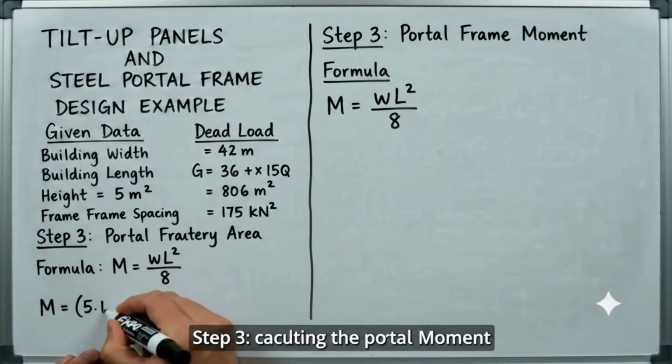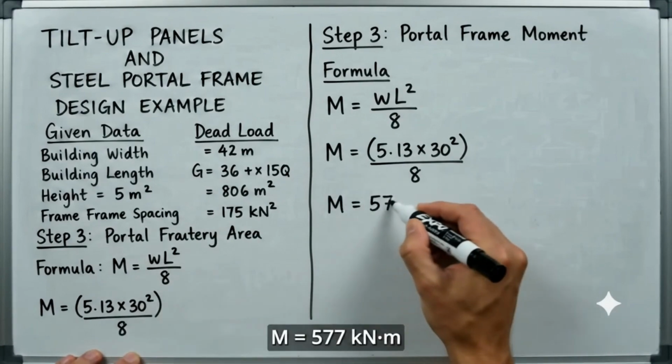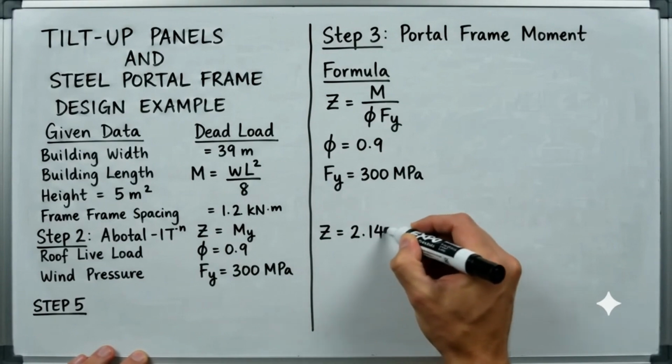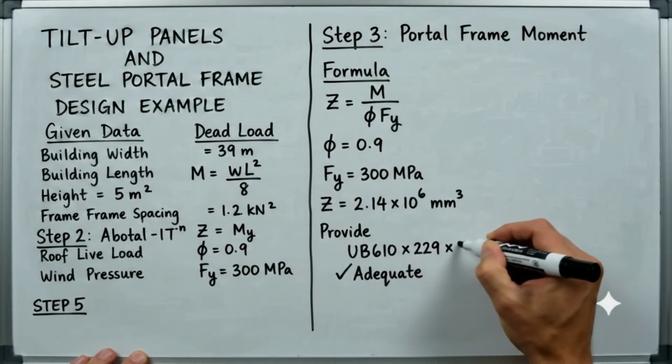Step 3 is calculating the portal frame moment. Substitute the distributed load and the span. The portal frame moment is 5. Let's determine the required steel section. A UB 610 by 129 by 25 steel section.